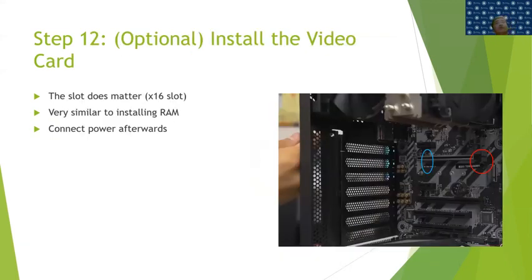Now this step is optional, and it's only if you have a video card to install. What we're going to install it in is a slot called the PCIe slot, which is located just below your CPU. So here is an example. You can notice how it's quite similar to the RAM, where you have a similar slot to the RAM circled in red and the notch in blue.